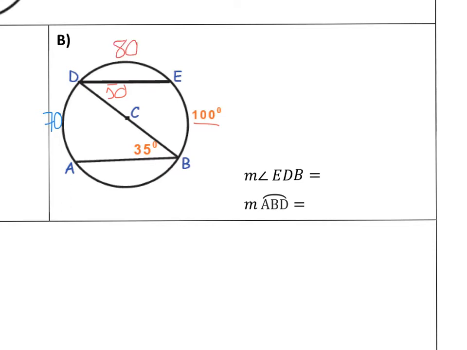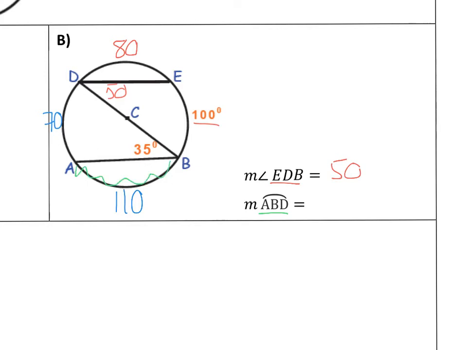And down here, same thing. This is a semicircle. I have 70 on the left, which means that A to B has to be 110. So for the questions, they're asking for EDB. So E to D to B would be this angle. We already filled that one in. I know it's 50. And for the last one, the arc they're looking for is A to B to D.